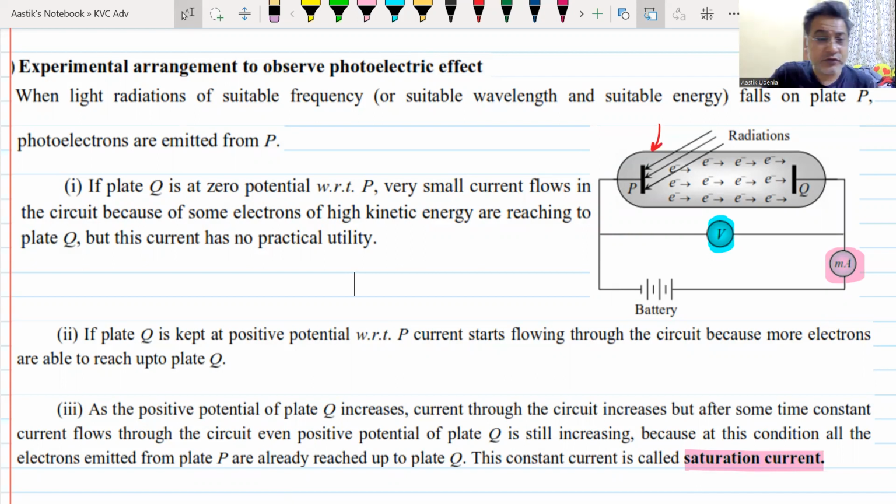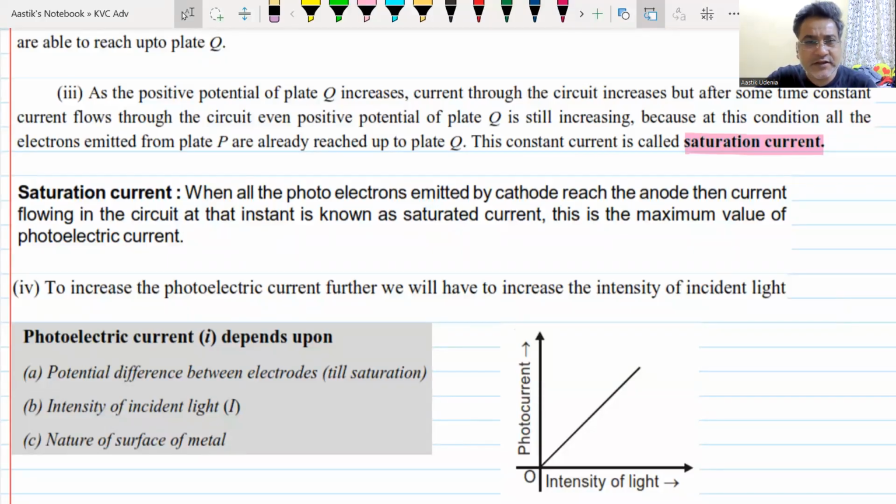Yes, sir. I'll give you 2 minutes to note this down. So what we have seen is, if we keep on increasing the potential of Q, which is the anode, more and more positive, current will keep on increasing. It will reach a maximum value. That maximum value is known as saturation current. Do we understand saturation current? Yes, sir. It is the maximum value of photoelectric current that can be produced in a discharge tube.